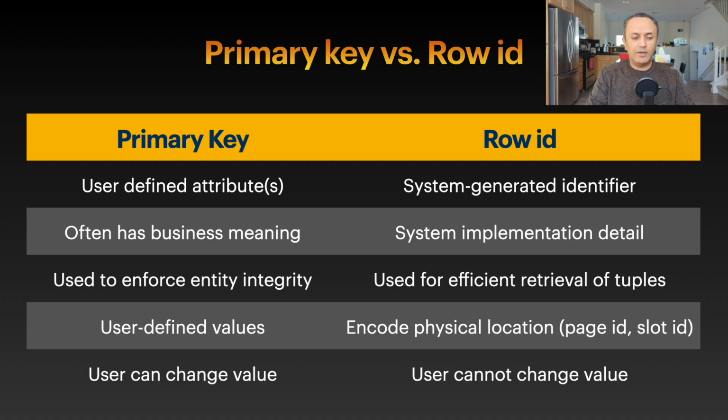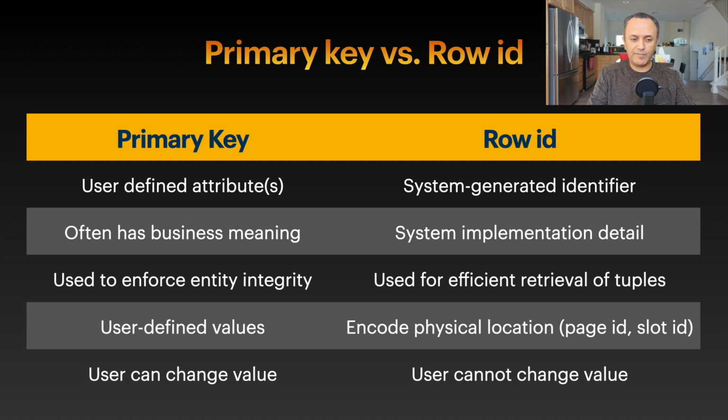Last but not least, the user can change the primary key value, assuming there's no foreign key that's pointing at it or something. If you enter a new row that has a primary key value, you can easily update that value to a different value. Again, assuming that it's still unique, meaning no other rows have that same value, you are able to modify it. You cannot change the row ID of a given row. That is something that depends on the physical location. Again, it's completely maintained internally by the system. The user has no control over it.